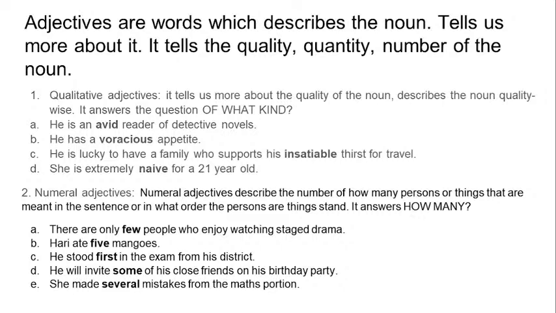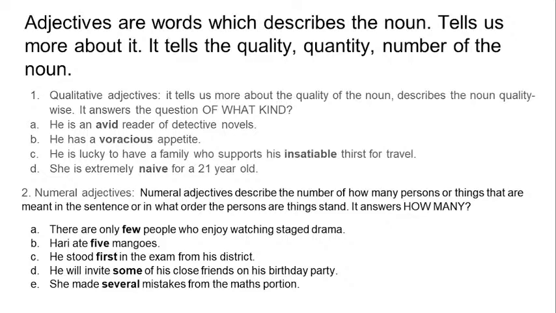Next is, he is lucky to have a family who supports his insatiable thirst for travel. Now here, what is the qualitative adjective coming? That is insatiable. And insatiable is inevitably used with thirst because it means a thirst which cannot be quenched or which cannot be satisfied with anything. So insatiable thirst for travel, it implies that this person has this large thirst and this yearning for traveling.